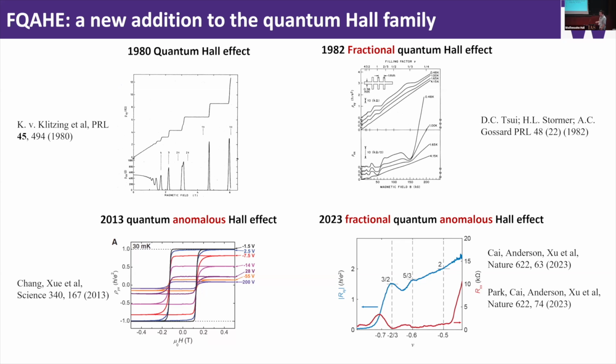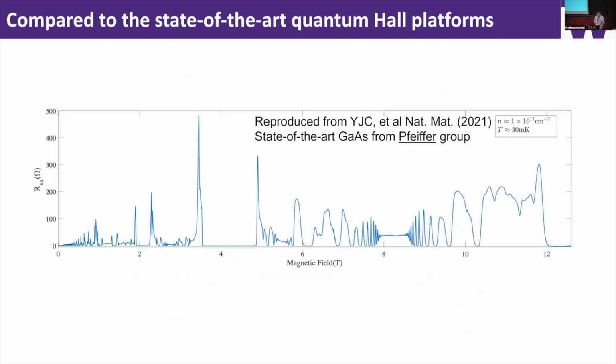Then last year we showed that we can realize this fractional version of a quantum anomalous Hall effect, or this latest analog of fractional quantum Hall at zero magnetic field, in twisted MoTe2. So I think it's a pretty exciting time. And I just want to compare to the state of the art of a 2D electron gas system.